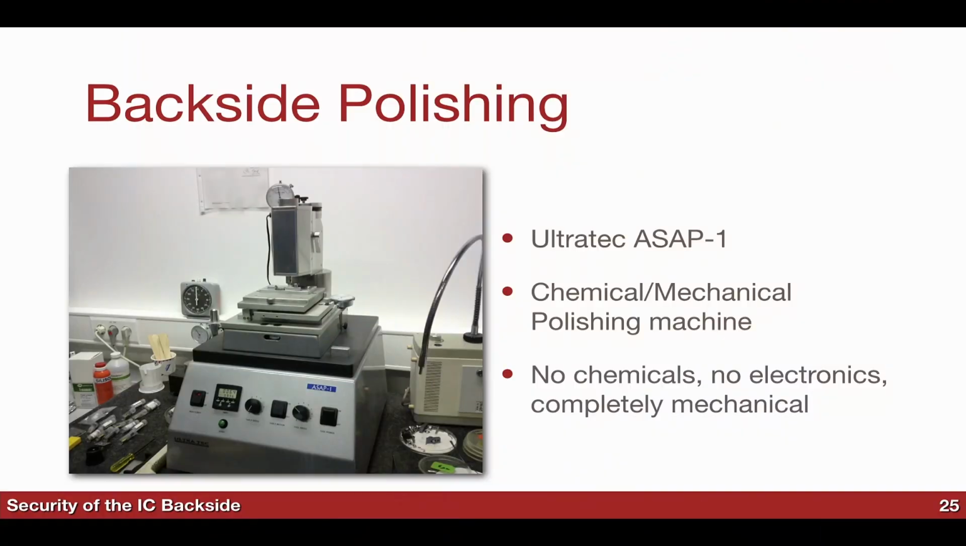Anyway, long story short, it actually gets easier too, which is also something people don't want to believe. So there's actually a machine to do backside polishing. It's called a CMP, a chemical mechanical polisher, and the thing is, it doesn't have chemicals or electronics, so to me it's completely mechanical, but it basically does this.